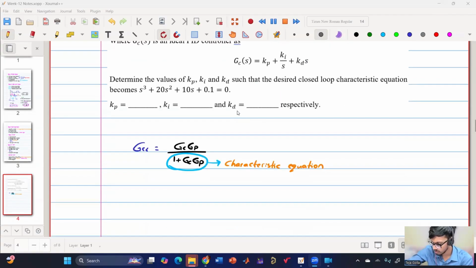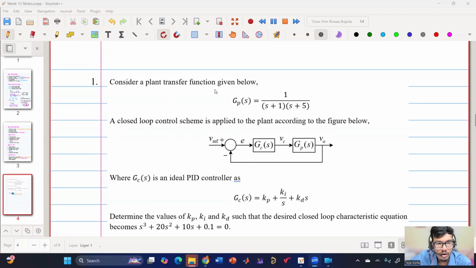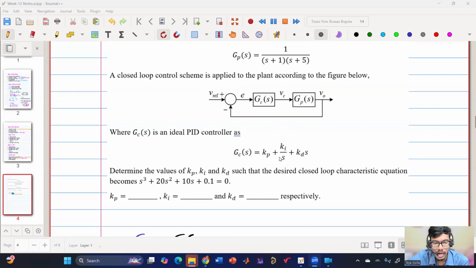So let me just solve it, so that people who have difficulty when they refer to the video can understand. So Sonali, the question is, I have given a plant transfer function, which is GP of S is 1 by (S plus 1) into (S plus 5). A closed loop control scheme is applied so that the plant is being controlled by a PID controller as shown here. And they have given the characteristic equation, which is S cube plus 20 S square plus 10 S plus 0.1 equal to 0. And then we are asked to find Kp, Ki, Kd.